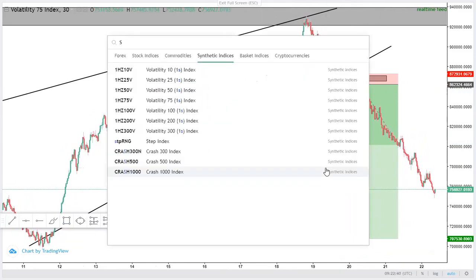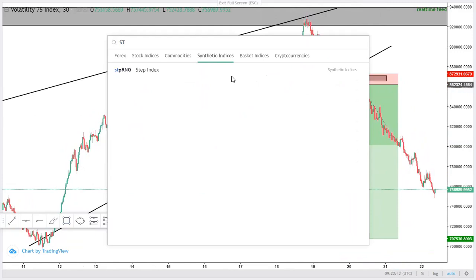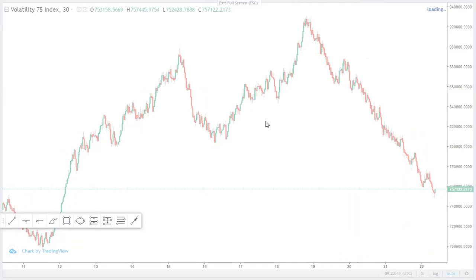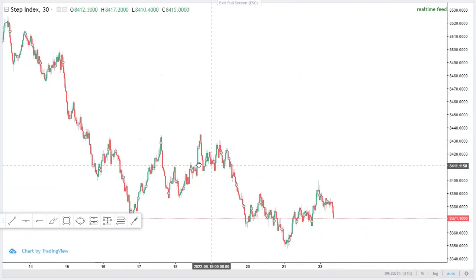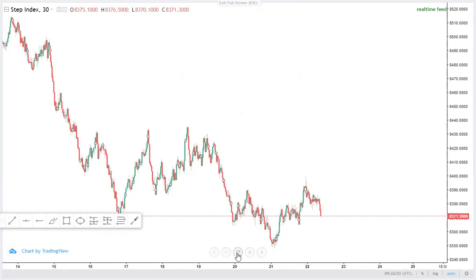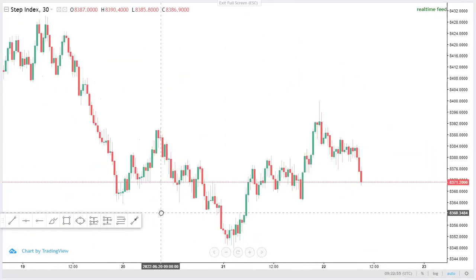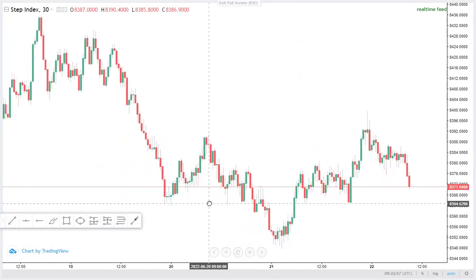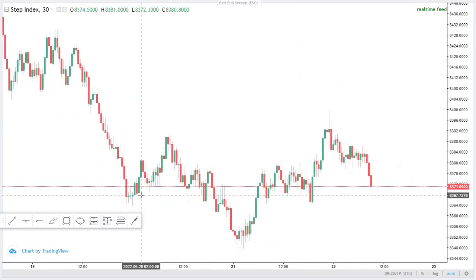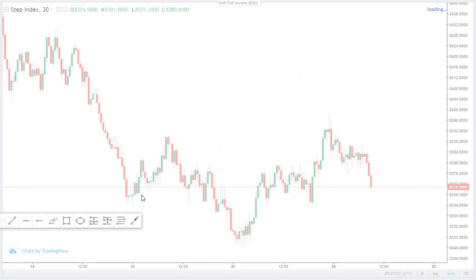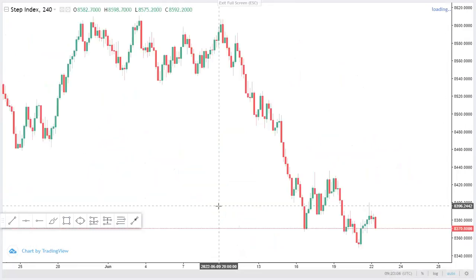The last one for today is the Step Index. For the Step Index, guys, it has actually validated what I was looking at. I was looking at the scenario of where I could actually buy, but it was not respected. So I think that's that.